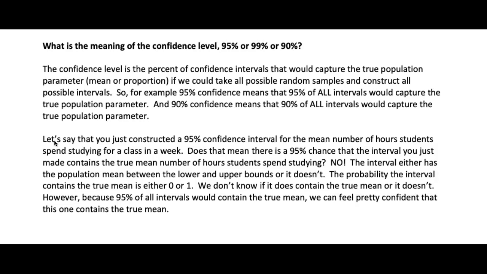Let's say that you constructed just one 95% confidence interval for the mean number of hours students spend studying for a class in a week. Does this mean that there's a 95% chance that your interval does capture the true mean hours of studying per week? Well, the answer is no. Let me explain why. That interval that you constructed either actually does capture the mean or it doesn't. We won't know which. However, because 95% of all intervals would contain the true mean, we can feel pretty confident that the one that you just constructed contains the true mean.